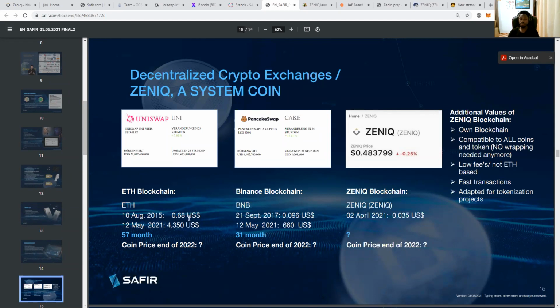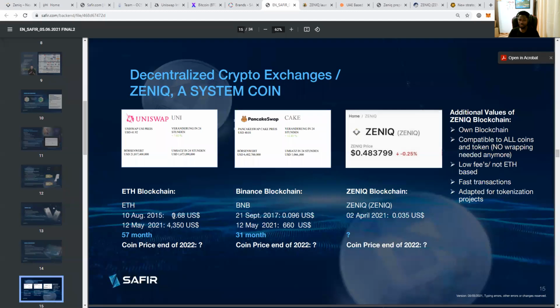Now, doing a bit of comparison with respect to Ethereum, we see Ethereum as a token which was listed, and within a space of about 5 years, it pumped from 0.68 all the way to 4,000 plus dollars. We see that of the Binance token, BNB, which also within a space of 6 years has pumped from 0.09 to $660. So do your own estimation.